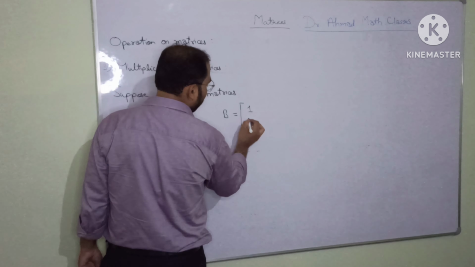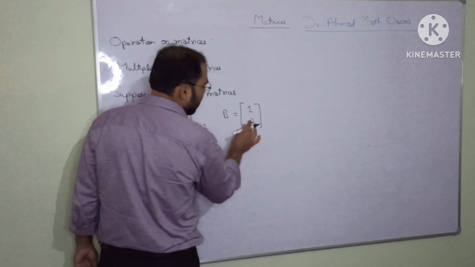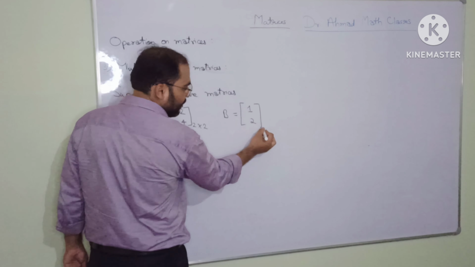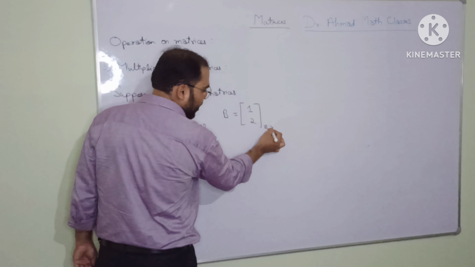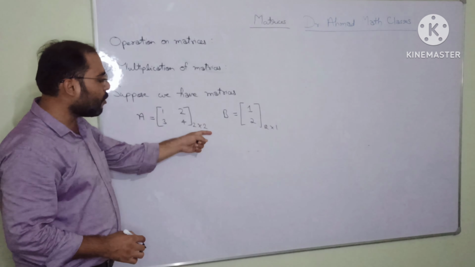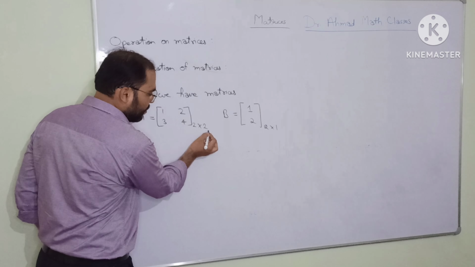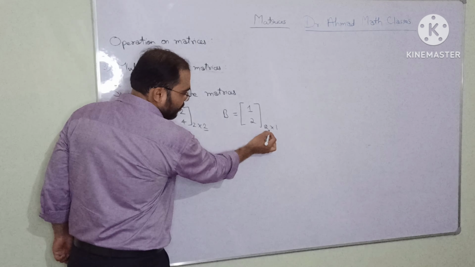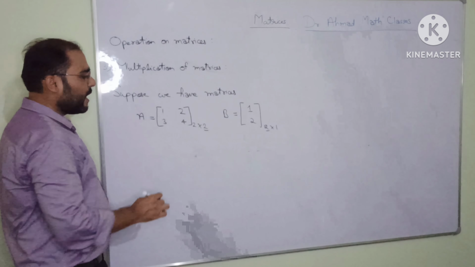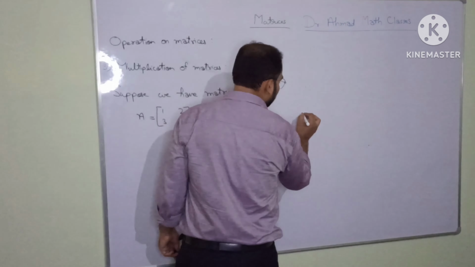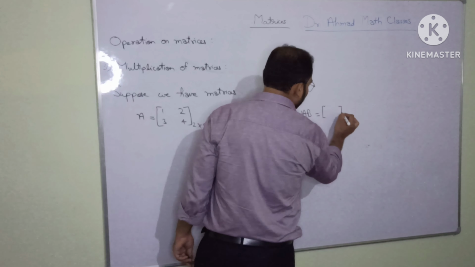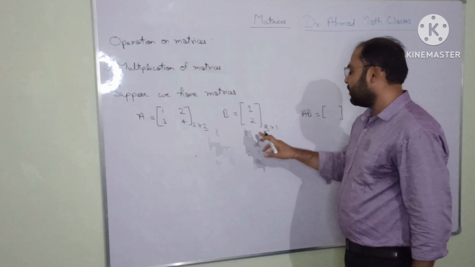It is 1, 2. Here the number of rows are 1, 2, but the number of columns is 1. So its order is 2 by 1. Now what I have explained is that the number of columns of matrix A, which is 2, will be equal to the number of rows of matrix B, which is 2. And the resultant matrix AB, which we will obtain from this multiplication, what will its order be? 2 by 1.